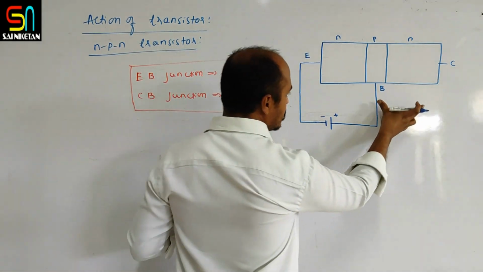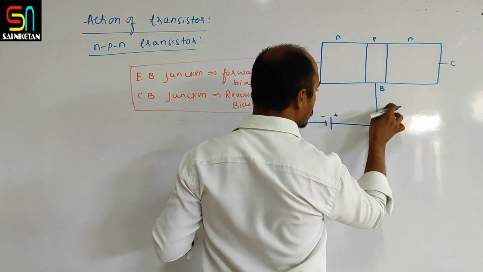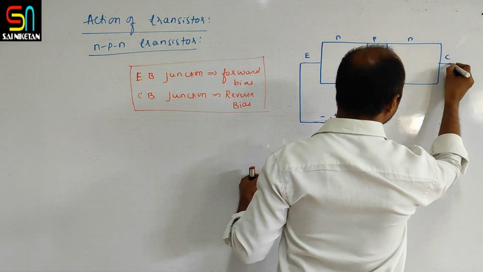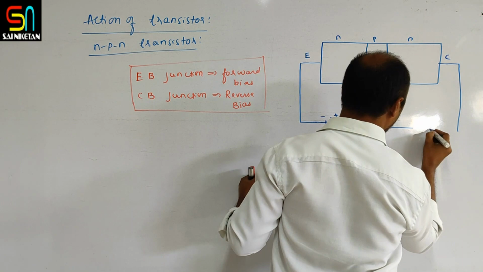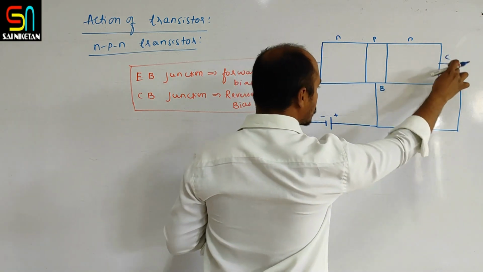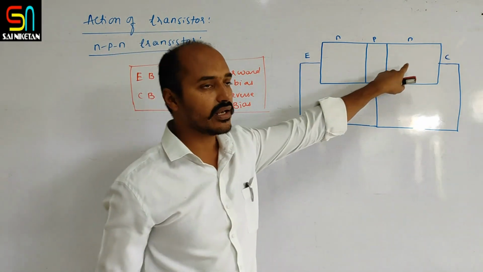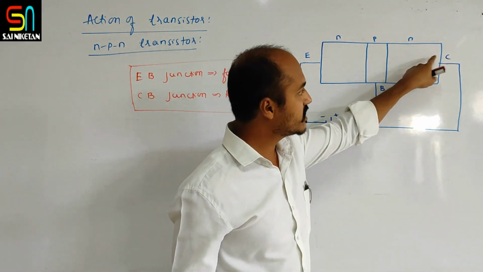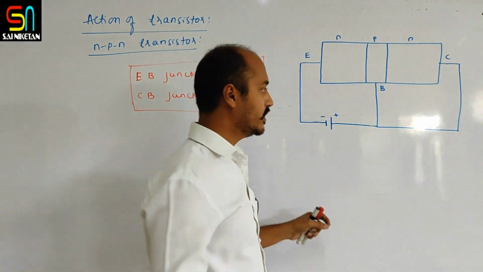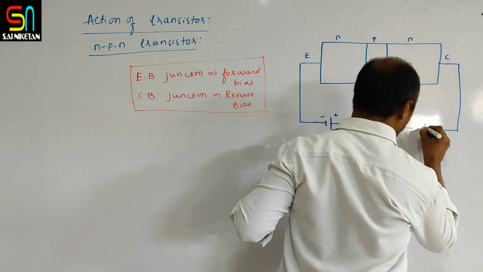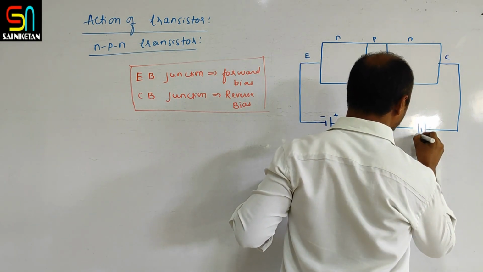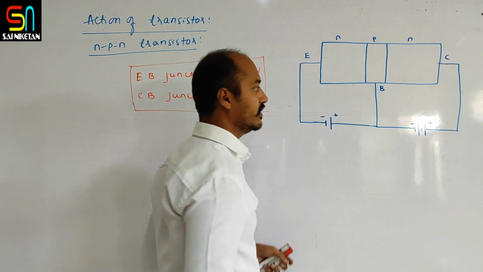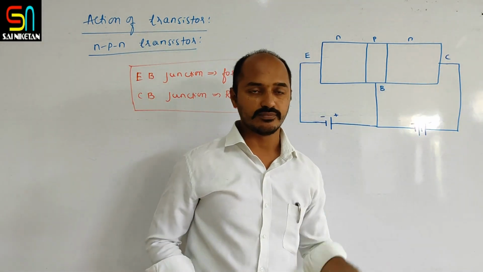Similarly, this half, the collector base junction, must be in reverse bias. I am writing C here, and this is N. I am just leaving a gap for the battery. Can you tell me which terminal must be connected for the reverse bias? Since this is N, for reverse bias the N must be connected to the positive terminal of the battery, and P must be connected to the negative terminal of the battery. So this is positive and this is negative. This is the connection.